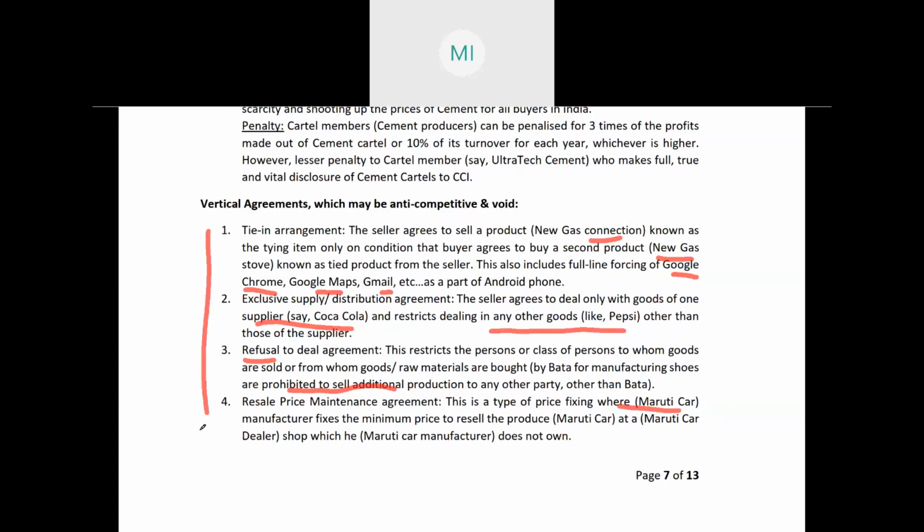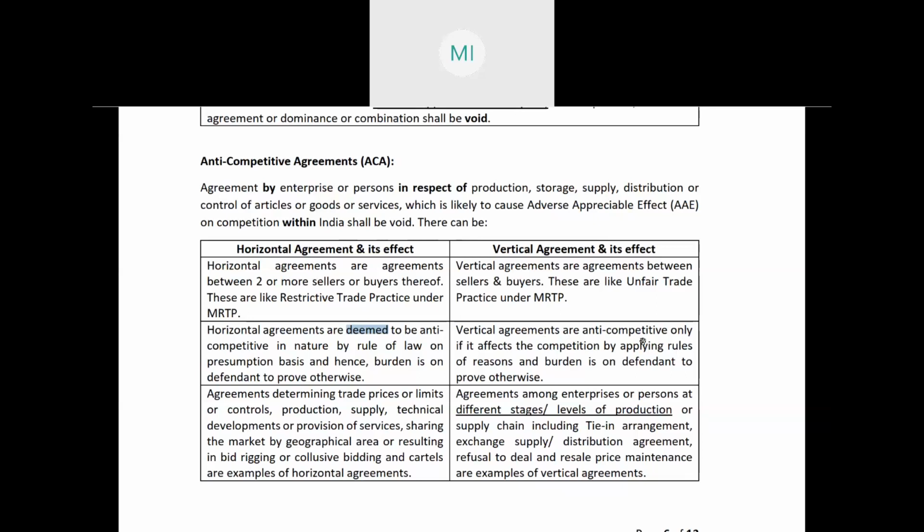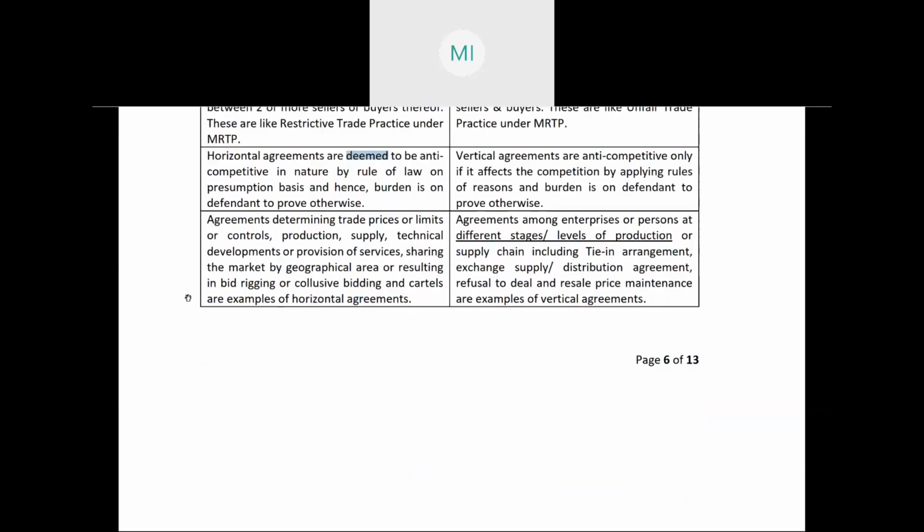If they ask you any of these questions, say resale price maintenance agreement is a vertical agreement. Always remember the same thing we discussed there also. Vertical agreements are anti-competitive only if they affect the competition, and if they affect the competition, they shall be void. Simple, right? Resale price agreement is a form of vertical agreement. Vertical agreements are anti-competitive if they affect competition by creating adverse appreciable effect on competition, and hence will be void. Easy.